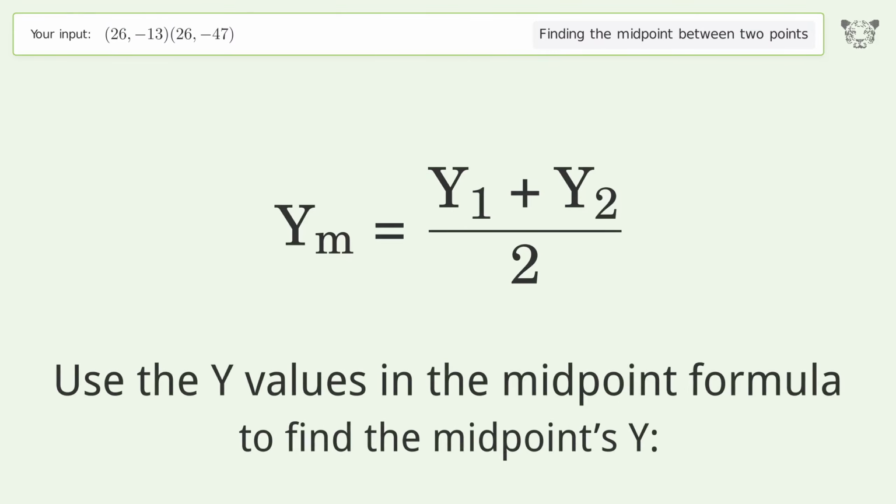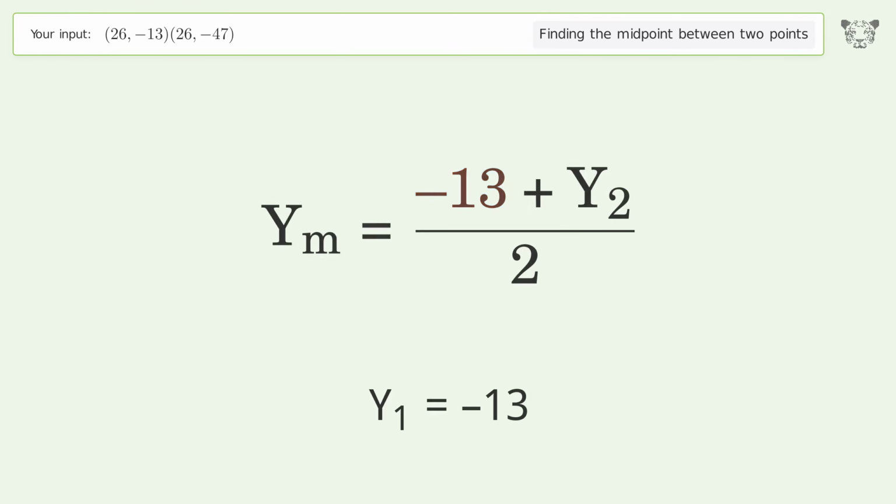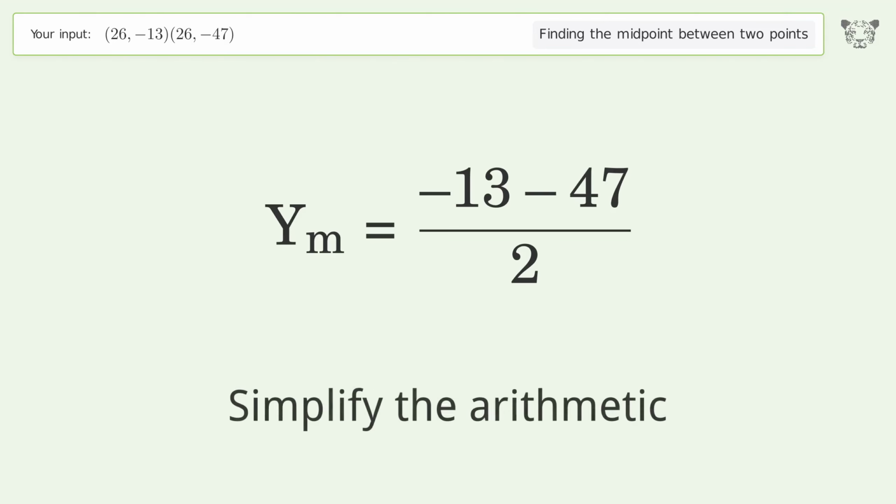Use the y values in the midpoint formula to find the midpoint's y. y1 equals -13. y2 equals -47. Simplify the arithmetic.